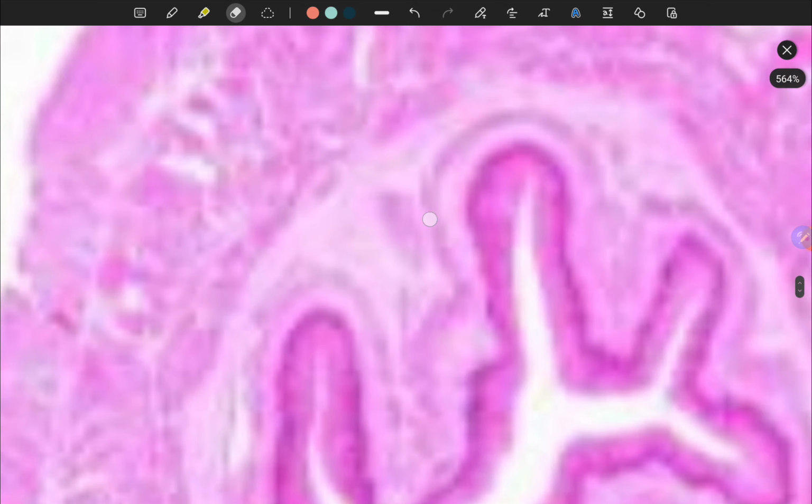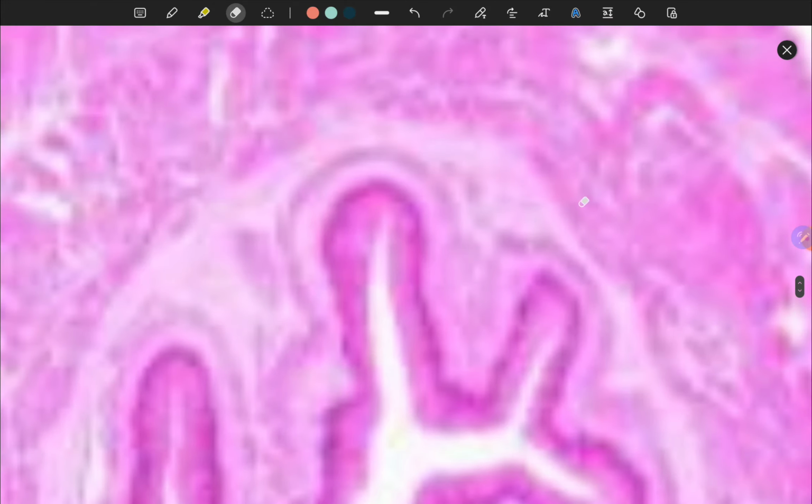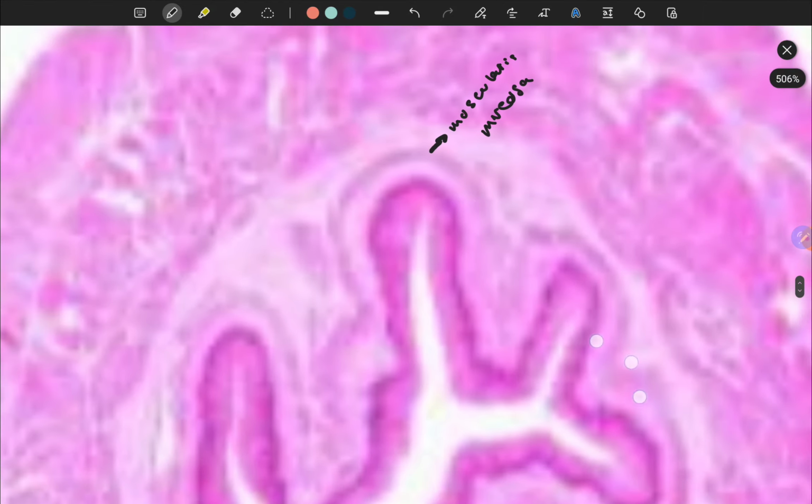This thin line represents the muscularis mucosa, which is the thin strip of smooth muscle, the first smooth muscle, which is very thin. Later on comes the submucosa here, which is somewhat pinkish in color. Under the microscope it is usually pinkish, intense, and sometimes it is reddish in color. Then the muscle layers.